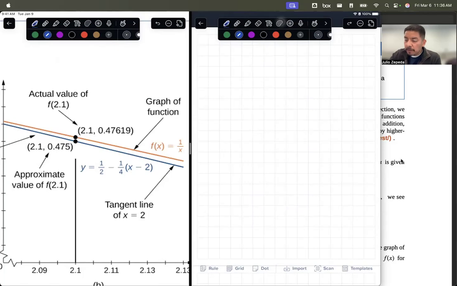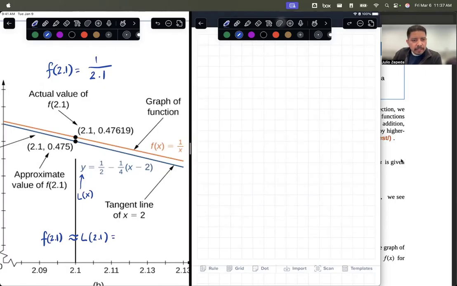And so if we wanted to approximate, let's say we wanted to find f of 2.1, then that is equal to 1 over 2.1. But I don't know what that's equal to. And so if I find the tangent line, which is given here, we can just evaluate this function. This is usually called L of x, the linear approximation of f of x. So we can just find L of 2.1, and this is approximately equal to f of 2.1. And L of 2.1 is a lot easier to compute.